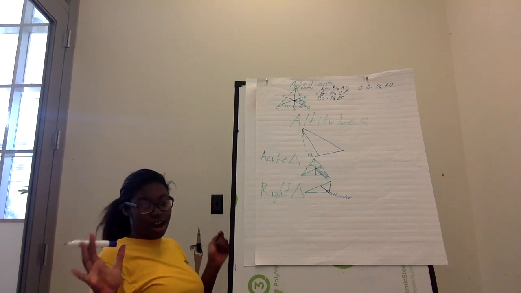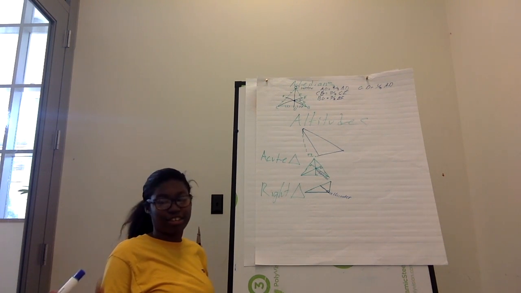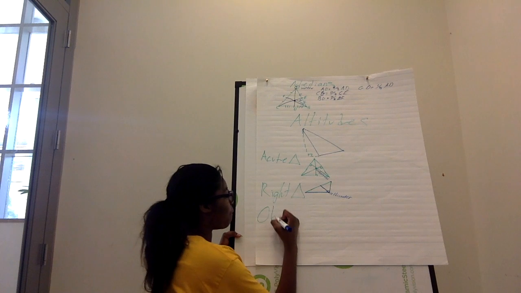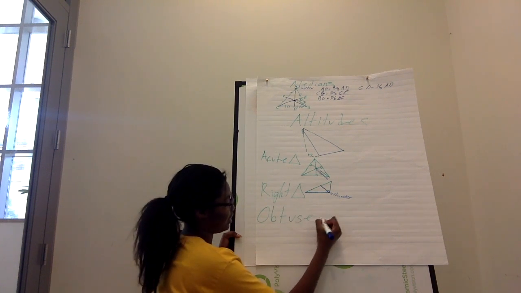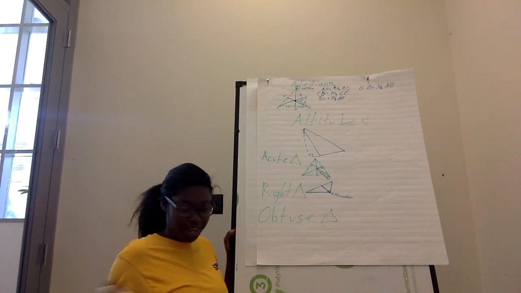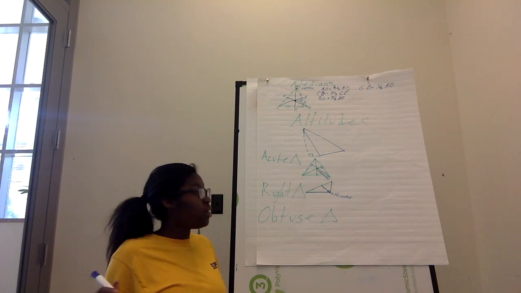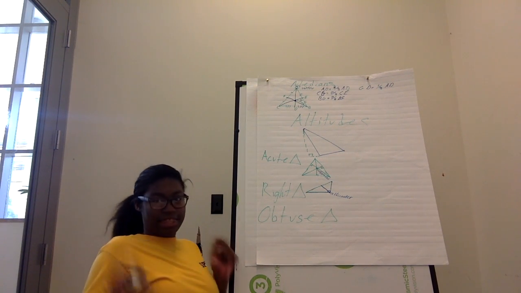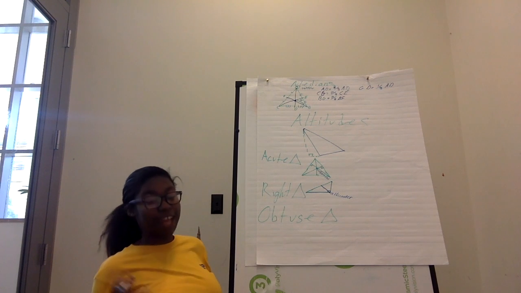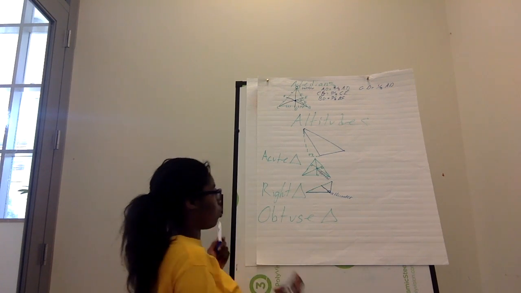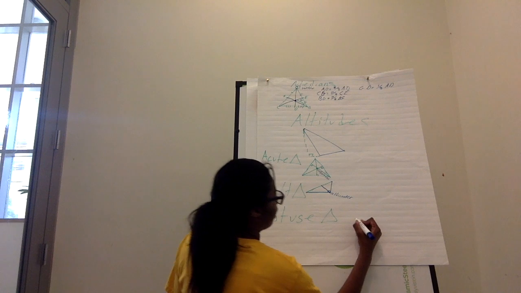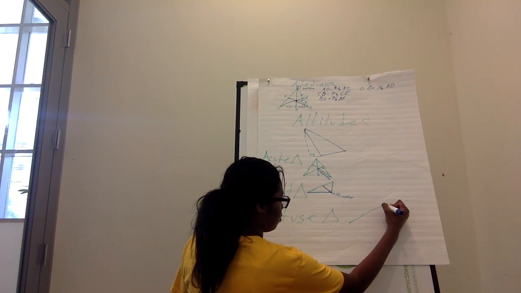And then our third and final triangle is an obtuse triangle. When you do an obtuse triangle, you will see that the orthocenter is outside of the triangle itself. So when you draw the triangle, you draw it like this.